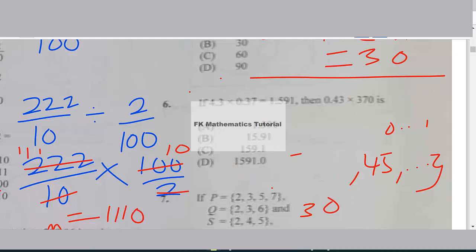Number 6. The question says that if 4.3 times 0.37 is equal to 1.591, then what is 0.43 times 370? So let's take notice of the movement of the decimal point.